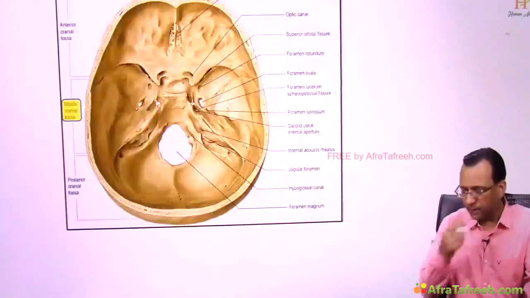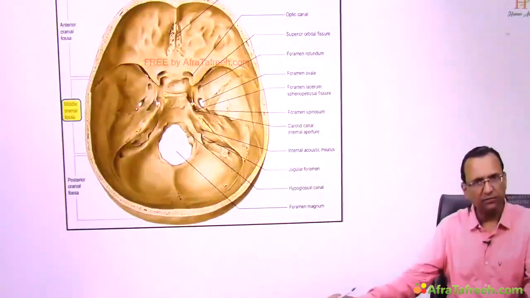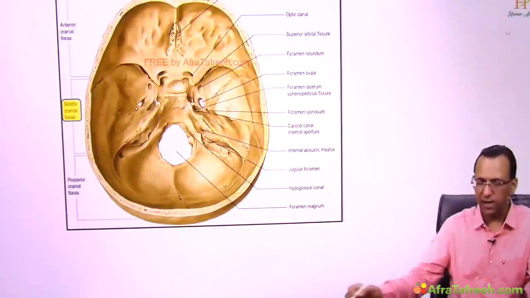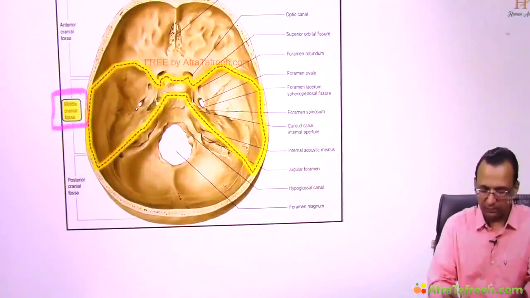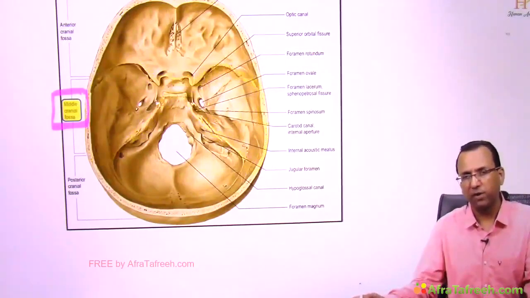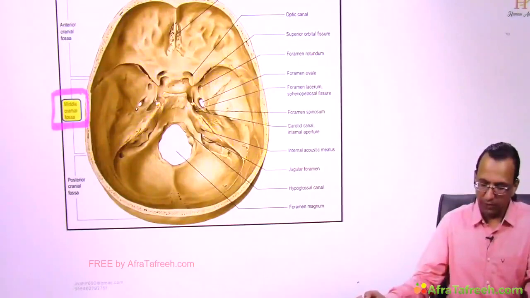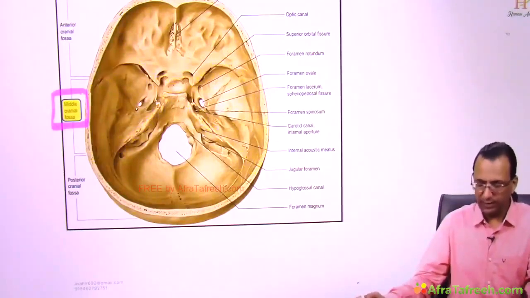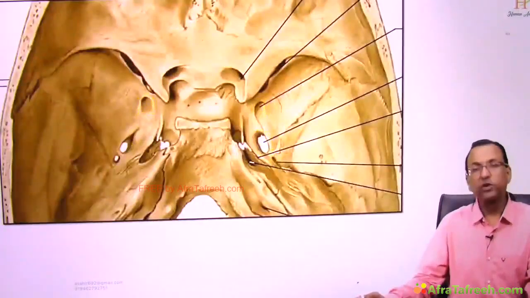If it is the greater wing, then you are not in the anterior cranial fossa, you are at the floor of the middle cranial fossa. Okay, fine, I'm at the floor of the middle cranial fossa, but tell me the openings in the greater wing of sphenoid. Yes, I'll tell you. There are three openings. What are the three openings?